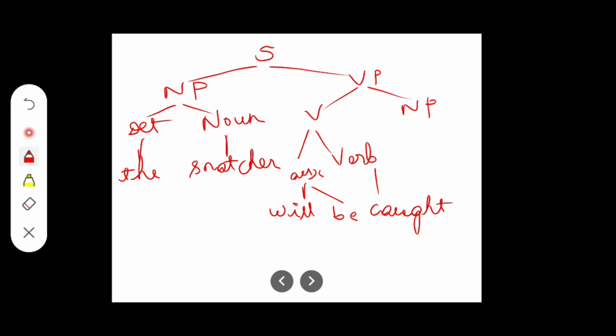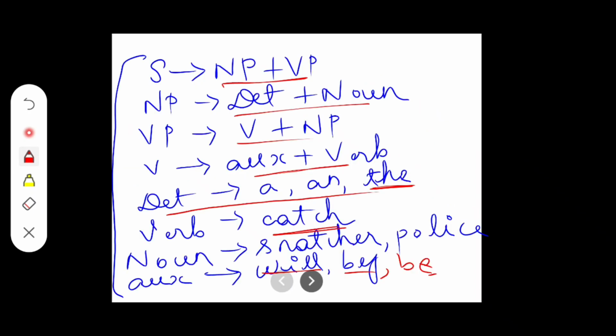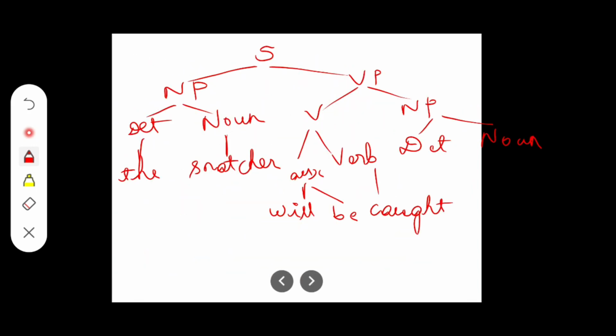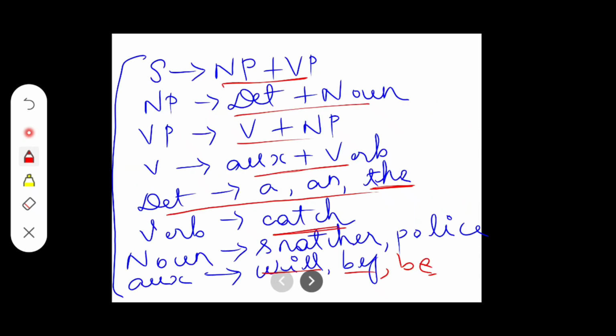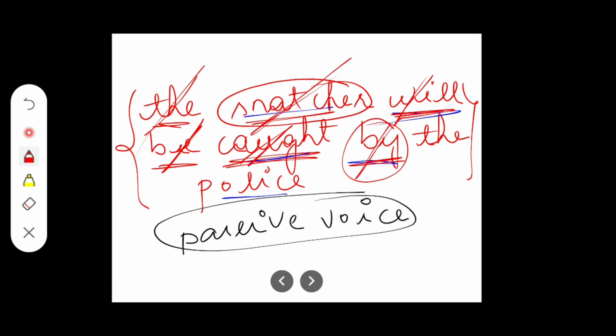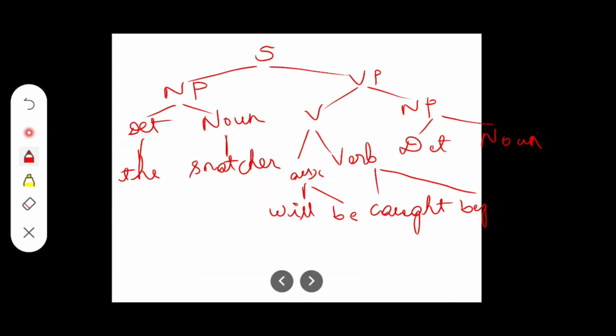So what exactly is the noun phrase made up of? Noun phrase is made up of determiner followed by noun. Caught, and this by is also included in the verb itself. Okay, caught by is included in this verb itself. Again, noun phrase. This by is over. The noun phrase is made up of what? Noun phrase is made up of determiner and noun, right?